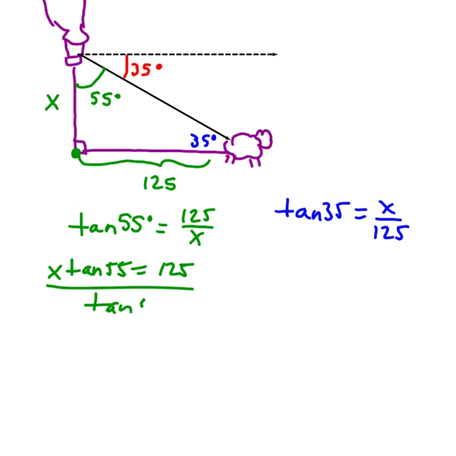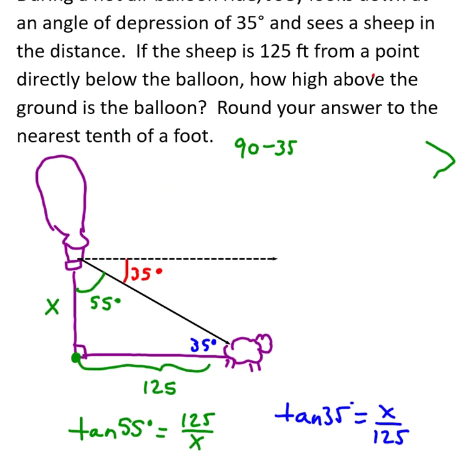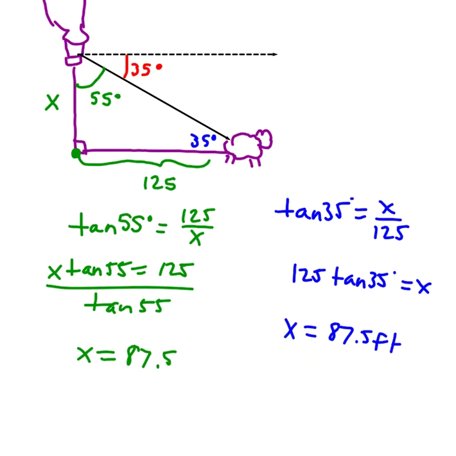isolate x, and we get 87.5. If I solve the other one, the one I have in blue here, I get 125 tangent of 35 degrees equals x, which also gives me the same answer. And it was feet. Hope this helps.